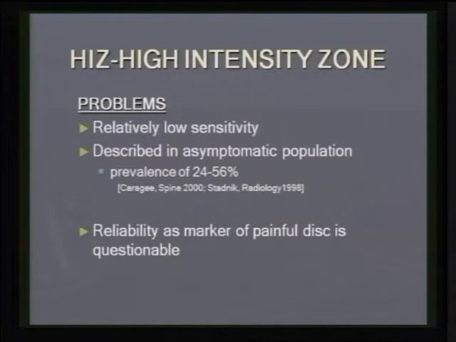But the problems with the high intensity zone are firstly its relatively low sensitivity, and secondly the fact that in many studies now it has been described in patients who have no back pain or no significant back pain whatsoever, and that can be seen in between a quarter to half of patients with either no back pain or minimal symptoms, who can actually have a high intensity zone at one or more lumbar discs on MRI. So the reliability as a marker of the painful disc is therefore questionable when we just take it as an individual finding.